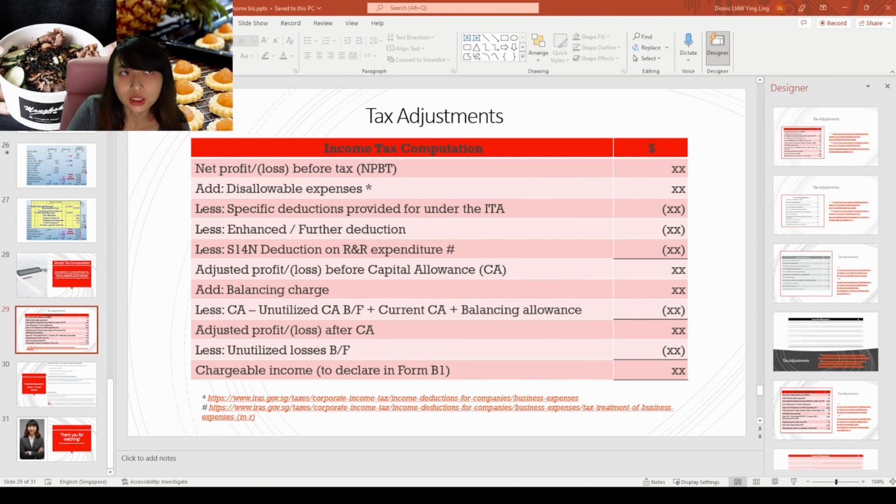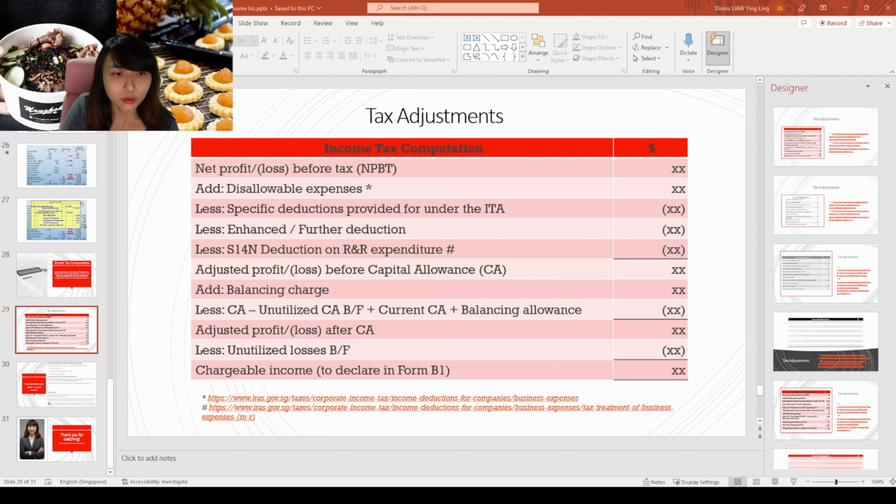So balancing allowance is when, let's say you buy an asset this year and you haven't claimed any CA for this year. Then let's say you buy the asset for 100k, then somehow you sold it at a loss of 50k. They will allow you to claim this thing called the balancing allowance of the remaining. So 100k you sold for 50k, right? The remaining allowance that you lost on this asset is called balancing allowance. So 50k you can claim as a CA as well. They don't call it CA, they call it balancing allowance.